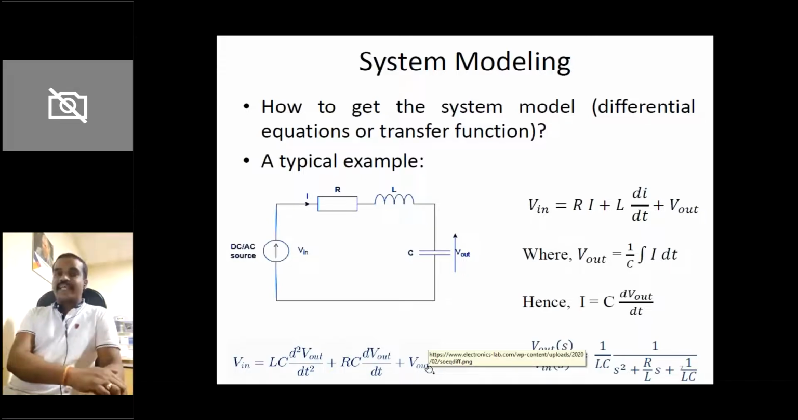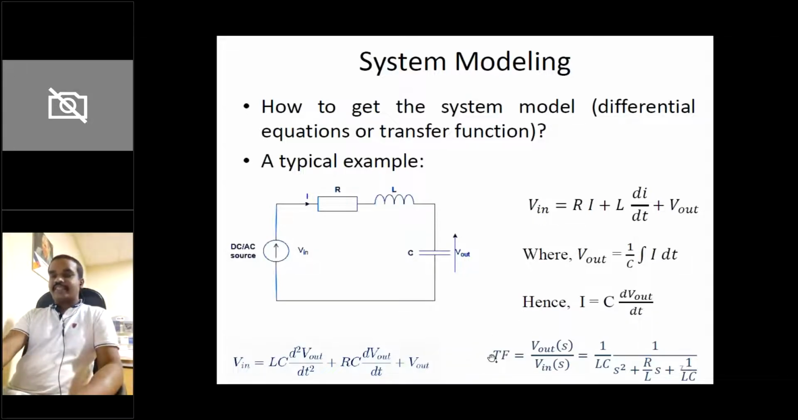As per the standard definition, the transfer function is nothing but the Laplace transform of the output by the Laplace transform of the input at zero initial conditions. So if I take the Laplace transform of this equation and assume the initial conditions are zero, with output V out and input V in, I get V out of S by V in of S. That's how I am getting this.